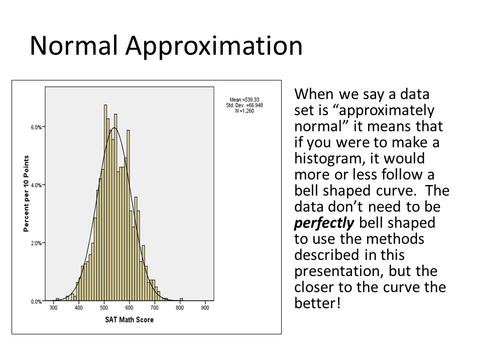Whenever a problem says the data set is approximately normal, it means that if you were to make a histogram, it would more or less follow a bell-shaped curve. Now, one thing that's important to realize is that the data don't need to be perfectly bell-shaped in order to use the methods that we've described in this presentation. But the closer the curve is to normal, the better.